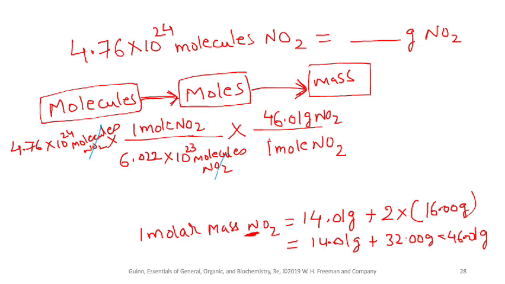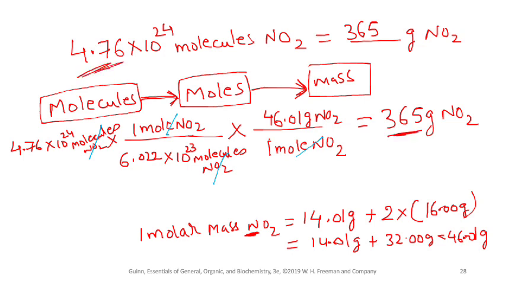So molecules of NO2 get cancelled, moles of NO2 get cancelled, and when you divide these numbers, you will end up with 365 grams of NO2. So that means if I have this number of molecules of NO2, I have 365 grams of NO2, right? And you started with a 3 sig fig number, so your final answer has to have a 3 sig fig number. So make sure you remember the number of significant figures in your final answer too.